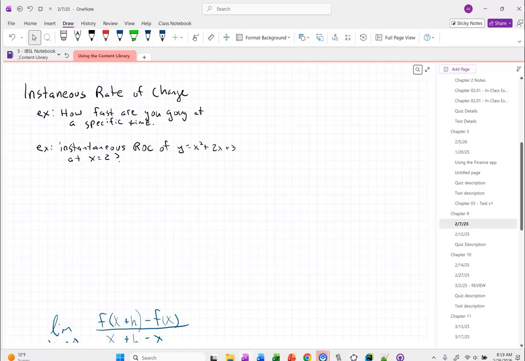Or some sliver of time. I don't know the actual mechanics of how the car is making that measurement, but it's still actually giving you an average rate of change. It's just doing it with such a narrow sliver of time that it is good enough to call it instantaneous, right? And that's actually the idea here.